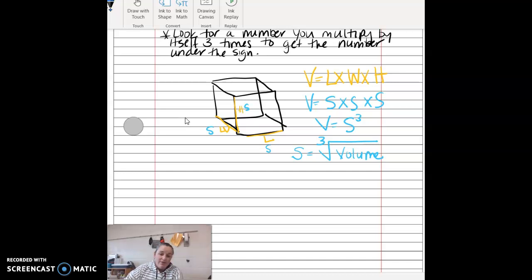In other words, I'm looking for a number you can multiply by itself 3 times to get your volume. So for example, let's say I draw this cube out. The volume is 64. So I'm looking for a number that I can multiply by itself 3 times to get 64, or I'm looking for the cube root of 64. What number can we multiply by itself 3 times to get 64? Some number times some number times some number. That number would be 4 times 4 times 4. 4 times 4 is 16, times 4 is 64. So our side length has to be 4.